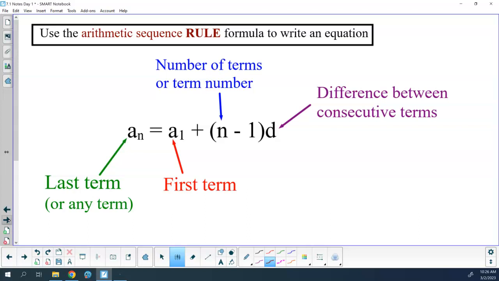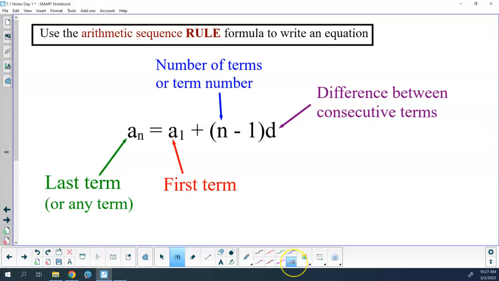A sub n is the last term, or really, it's any term in the sequence. Okay? A sub 1 is the first term, the very first term in the sequence. We got to have a start. Okay? N is the number of terms in the sequence, or the term number that you're looking for. And D is that constant difference between consecutive terms.